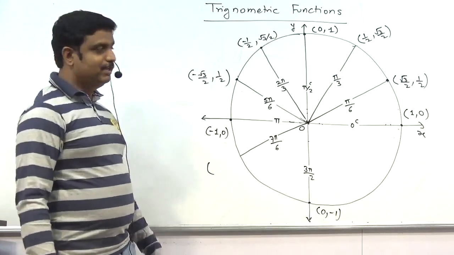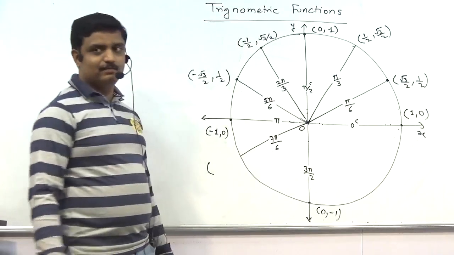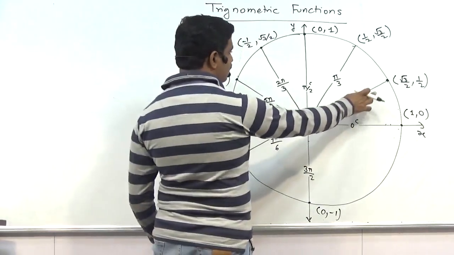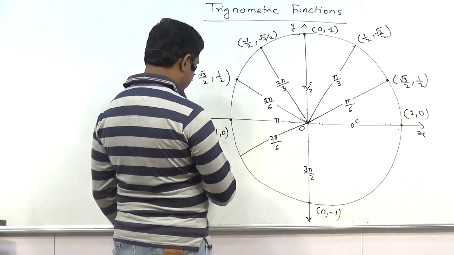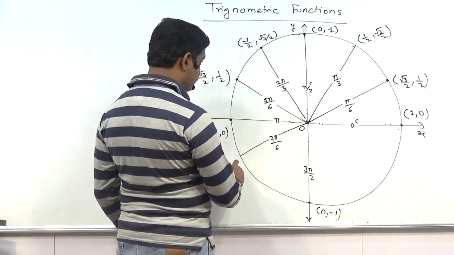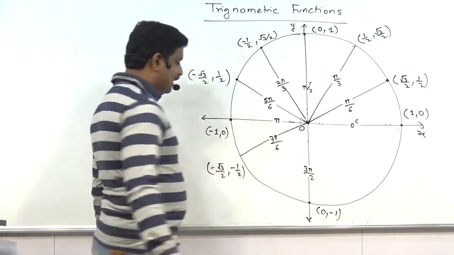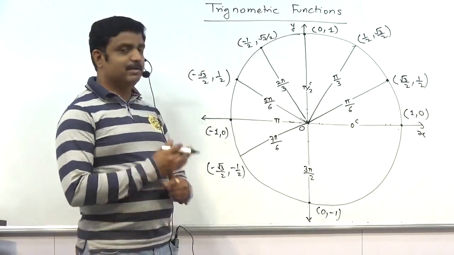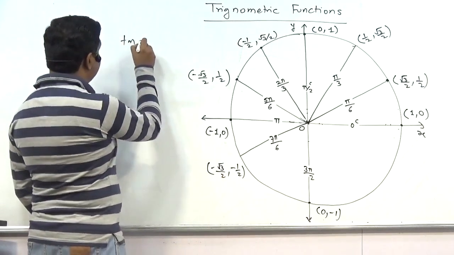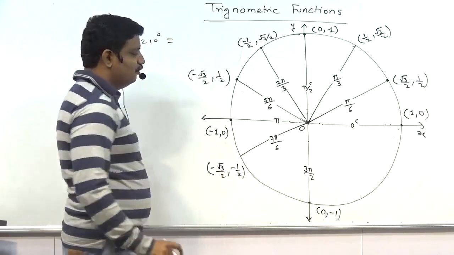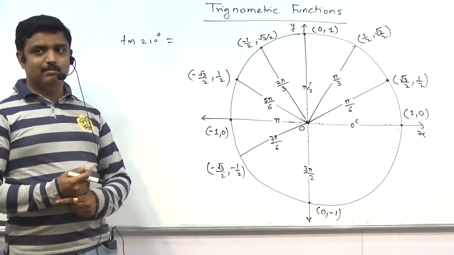These coordinates will be just the same as these coordinates but with opposite sign. In the first quadrant, both coordinates are positive. In the third quadrant, both coordinates are negative. Values are the same. So minus root 3 by 2, minus 1 by 2. Getting it? So if someone asks you, what is the value of tan of 210 degrees? You should be able to quickly write it. y by x. What is the value? 1 by root 3.